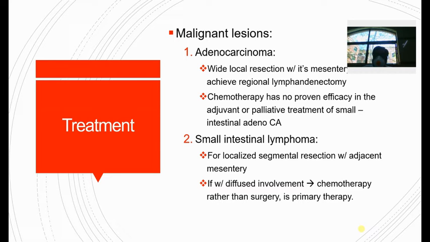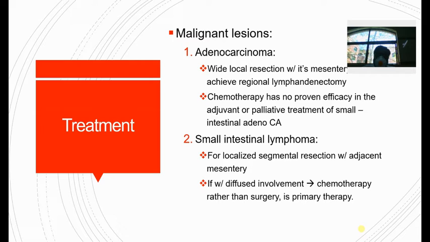Regarding treatment of the malignant lesions, while we are dealing with adenocarcinoma, again there is resection and anastomosis of the small intestine, associated with regional lymphadenectomy. And regarding the role of chemotherapy, it usually has no proven efficacy in the adjuvant or palliative treatment of small intestinal adenocarcinoma.